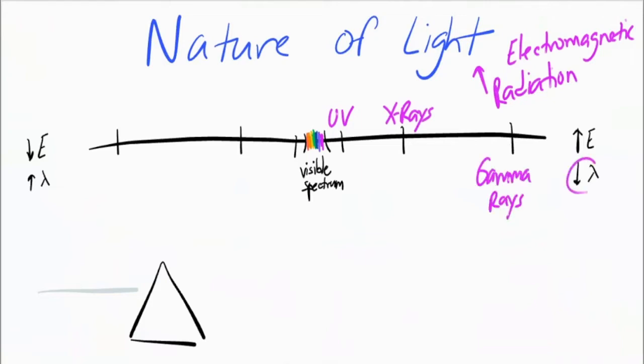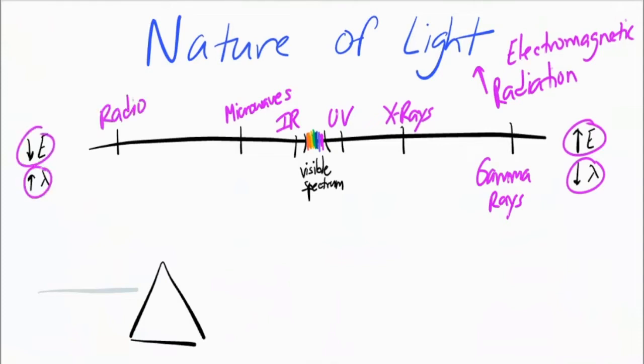Short wavelength, highest energy. On the other side of the spectrum, below red is infrared, and then below that, microwaves, and then really long wavelength but low energy, we have radio waves. So there's all types of light. You only see a tiny slice of the whole electromagnetic spectrum.